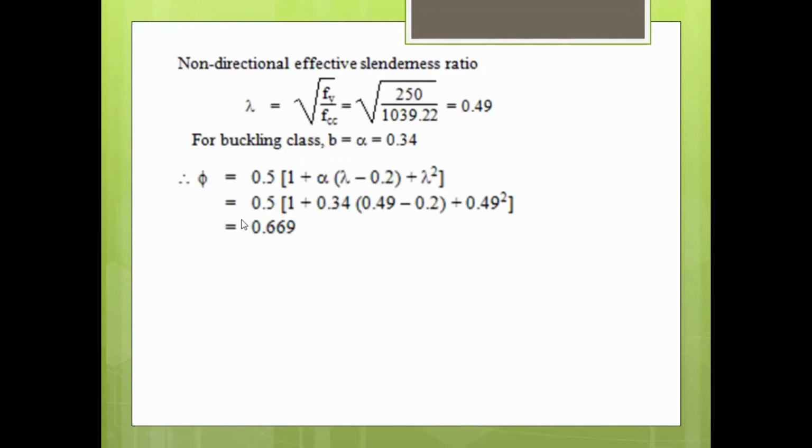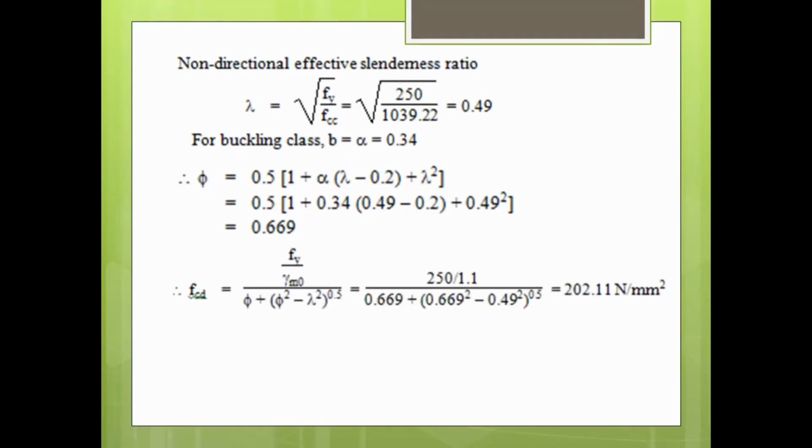So we are now calculating this term phi, which comes to be 0.669. You need to either remember this equation or need to know where this equation is given in the IS code. So it must be around table 10, table 11, and so on. So we just refer to the IS code also. So phi comes to be 0.669, and our calculated design compressive stress using this equation is 202.11 Newton per mm square.